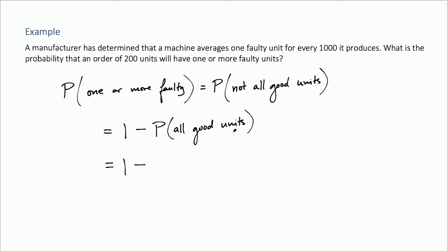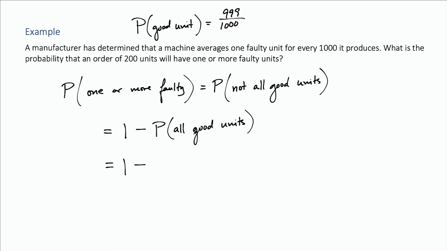The probability that they're all good units, we look at what is happening here, and we know that on average, okay, we get 1 faulty unit for every 1,000. In other words, the probability of a good unit, okay, when you produce 1 unit, the probability that it's good is 999 out of 1,000. Okay. Because out of 1,000, we expect 999 to be good on average.